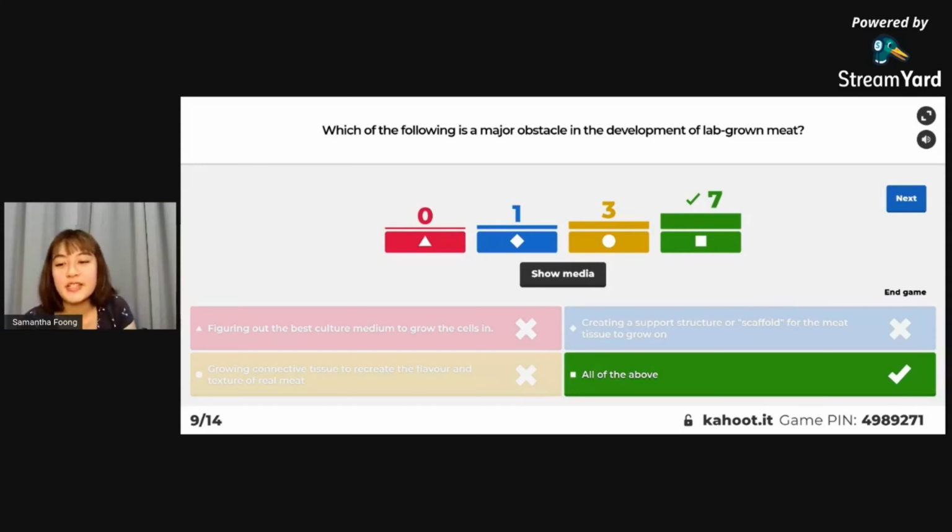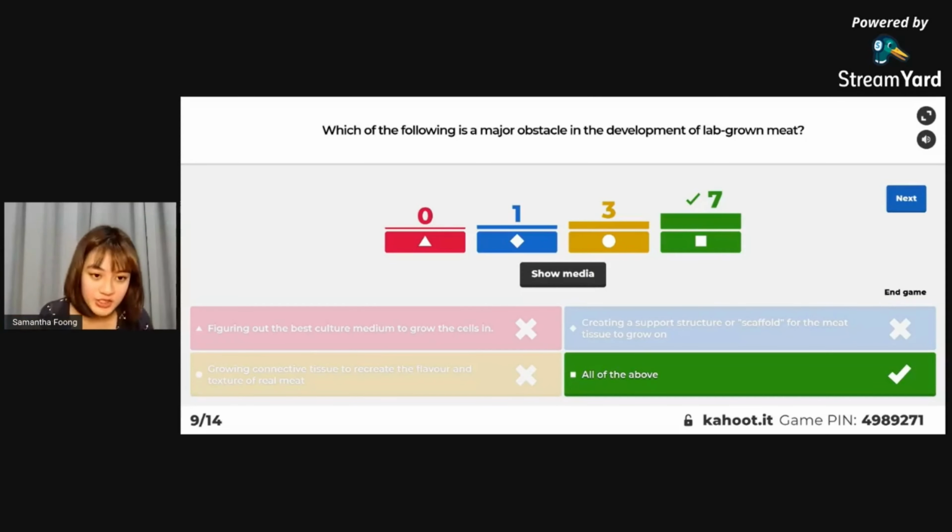So let me explain. So when scientists are culturing meat in a lab, there's lots of different obstacles, more than what is listed here. But in a nutshell, they first have to figure out what is the best solution to grow all this cultured meat in. What is the best sort of solution so that these cells will be happy and they'll propagate and turn into tissues. So they have to figure out the best culture medium to grow the cells in, and they also have to figure out what kind of structure they will grow the cells on.